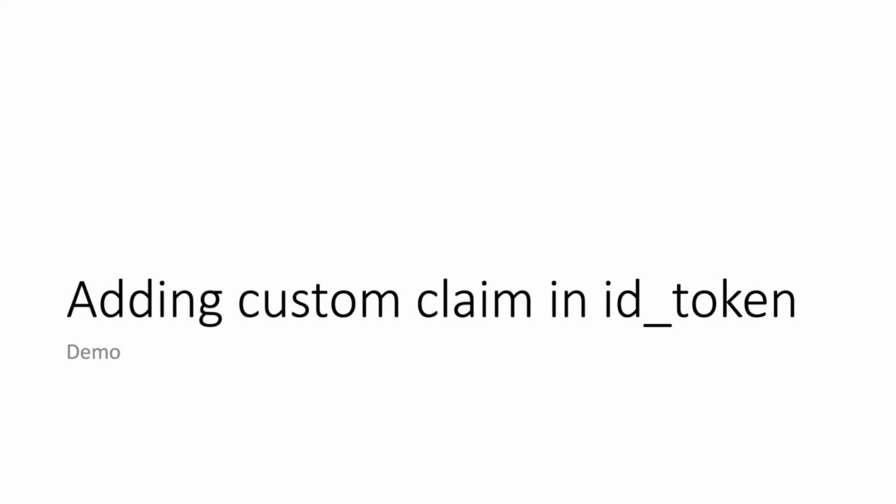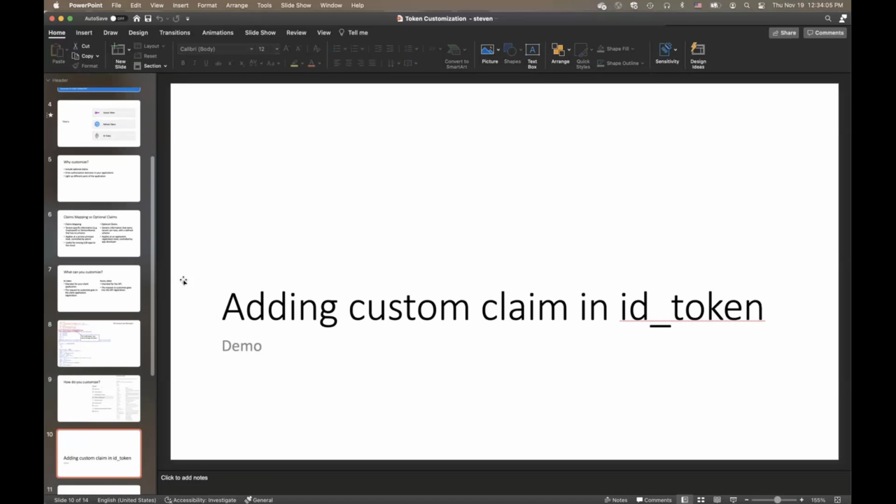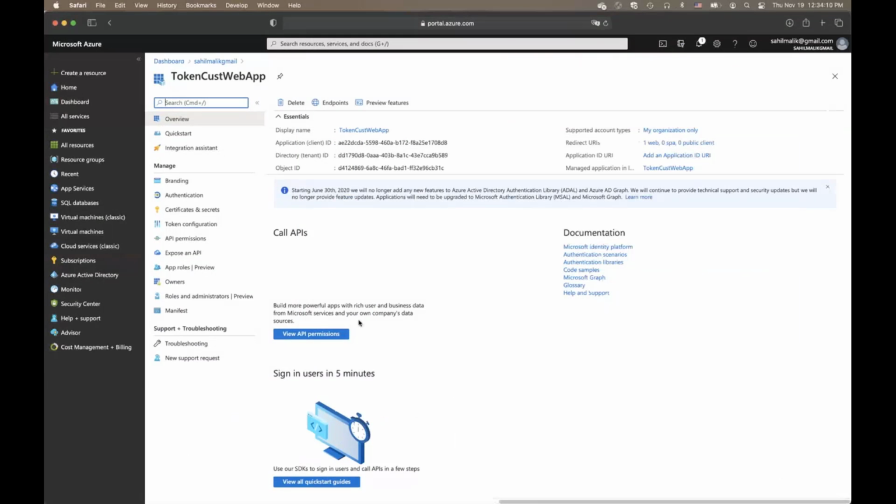Awesome. Okay, so let's move into demos. So let's talk about adding a custom claim in an ID token. With this, I'll switch into demo mode, and let's go into my Azure portal. So here's my Azure portal. You've seen this before. It's my Azure AD app registration area.